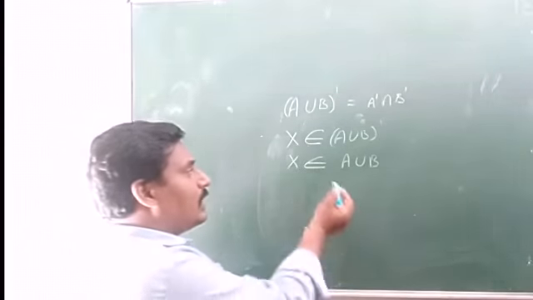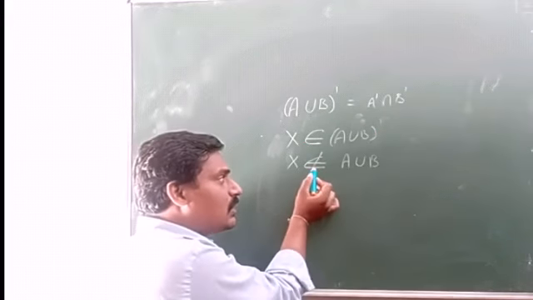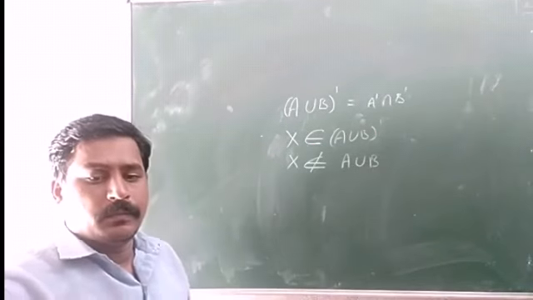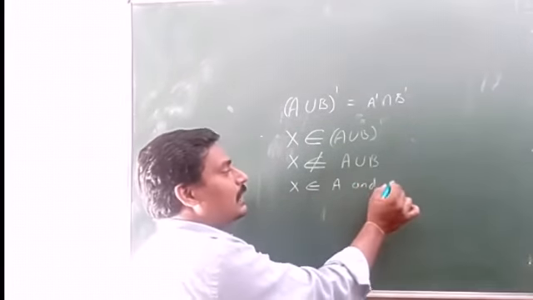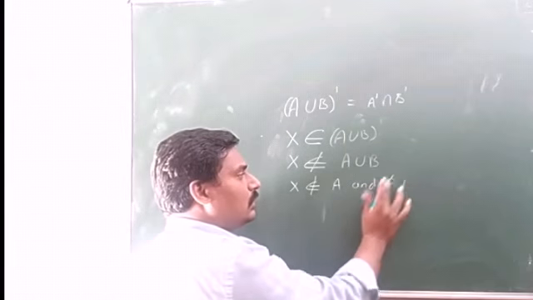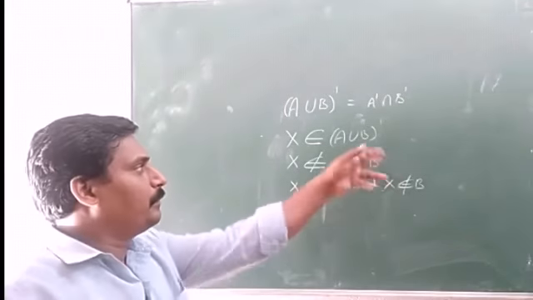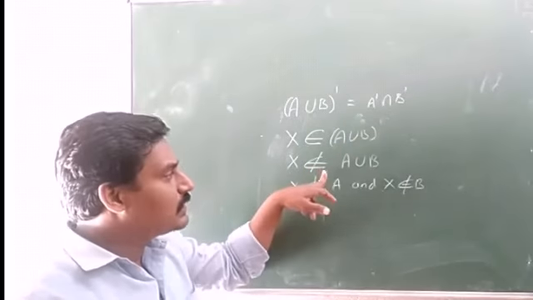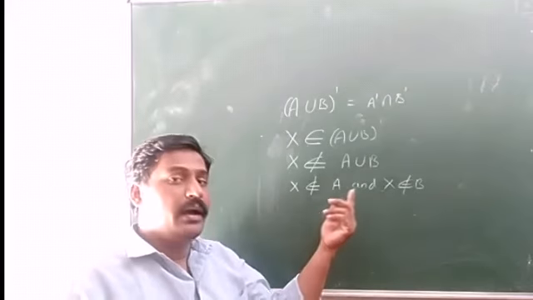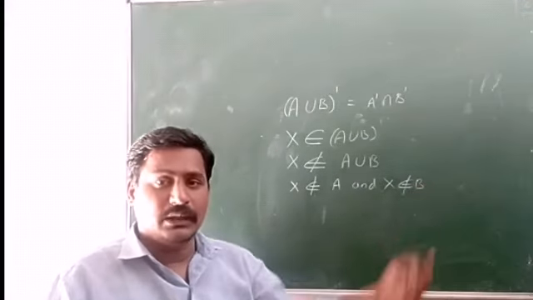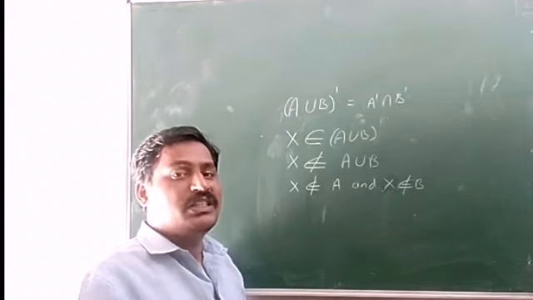So when x belongs to (A union B) dash, it means x does not belong to A union B. It means x does not belong to A and x does not belong to B. That means x is not a part of A, and again x does not belong to B also, because A union B contains all the objects which are there in both A and B.